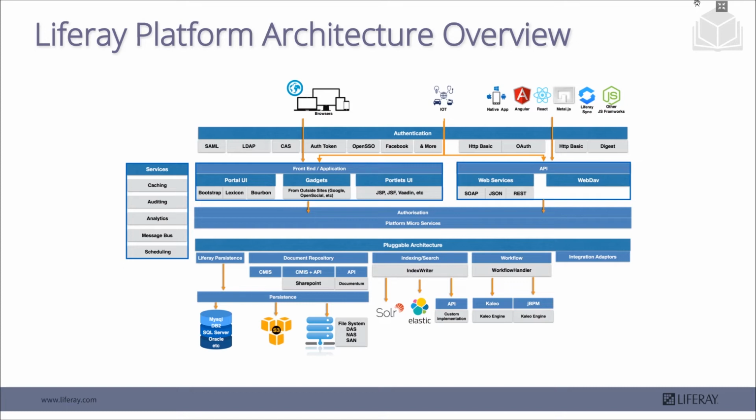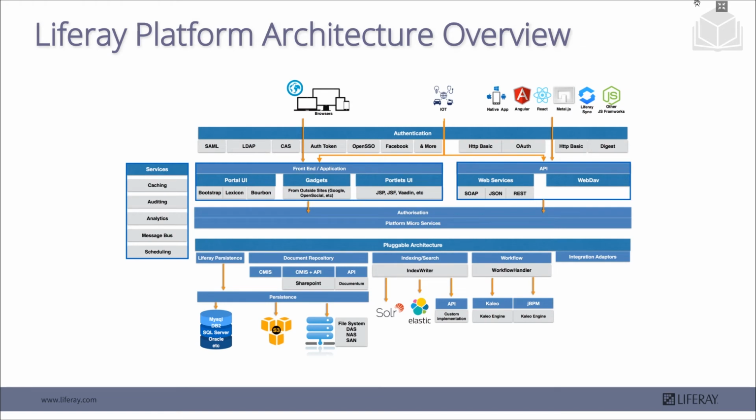We can have various gadgets such as Google, Open Social, and so on coming from outside sites. And we can also have portlet-specific UIs where we create them using something like JSPs. On the other end, we might have a Liferay mobile native app, for example, accessing the APIs of Liferay. We can access those APIs through SOAP, JSON, and REST.